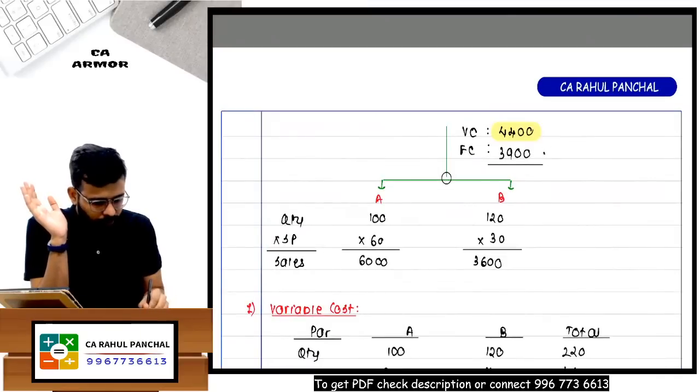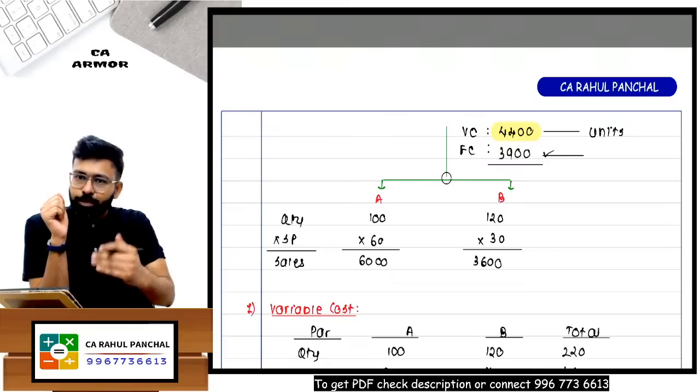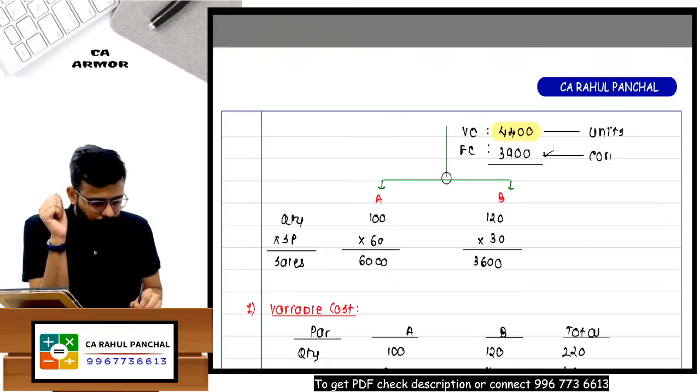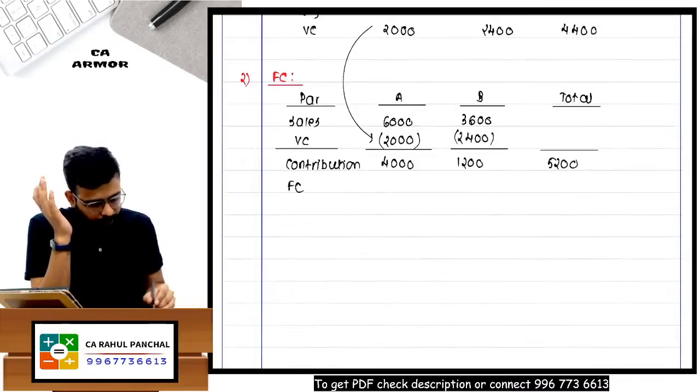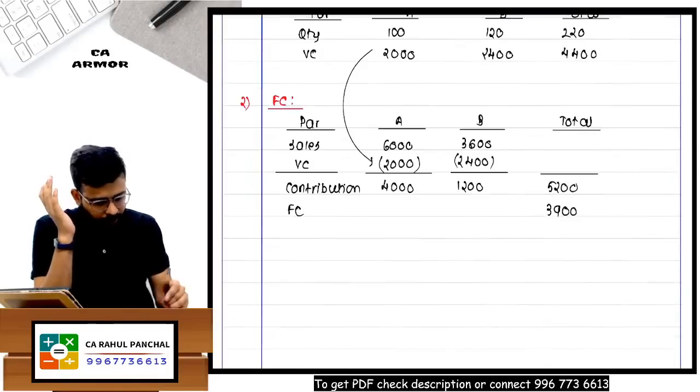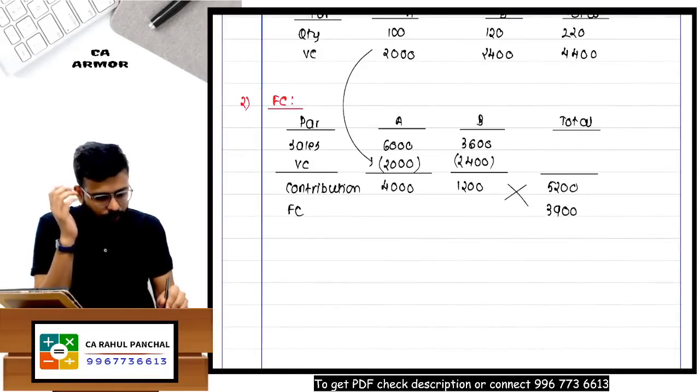What is your fixed cost? It means when I say contribution margin method, it means your variable cost will be divided based on units, and then you will say sales minus variable cost, you will get contribution, and your fixed cost should be divided based on contribution margin method. So I will say that your 3900 is your fixed cost, which can be seen here. You can cross multiply this and you can get the answer.